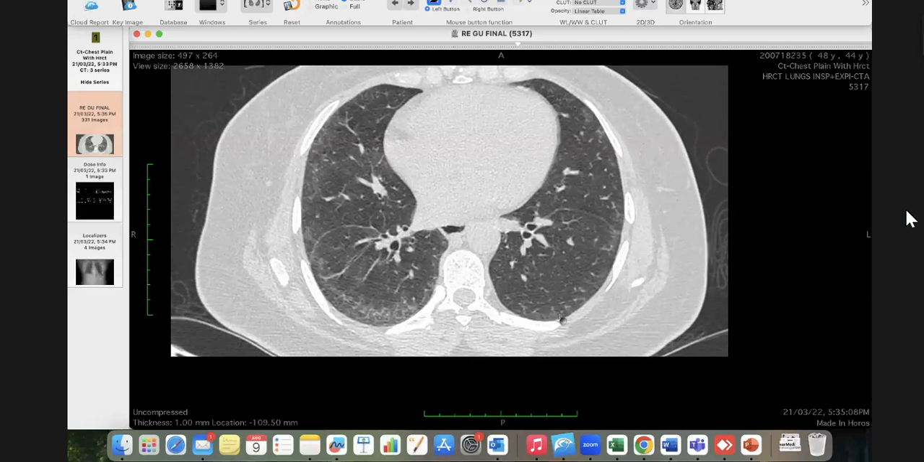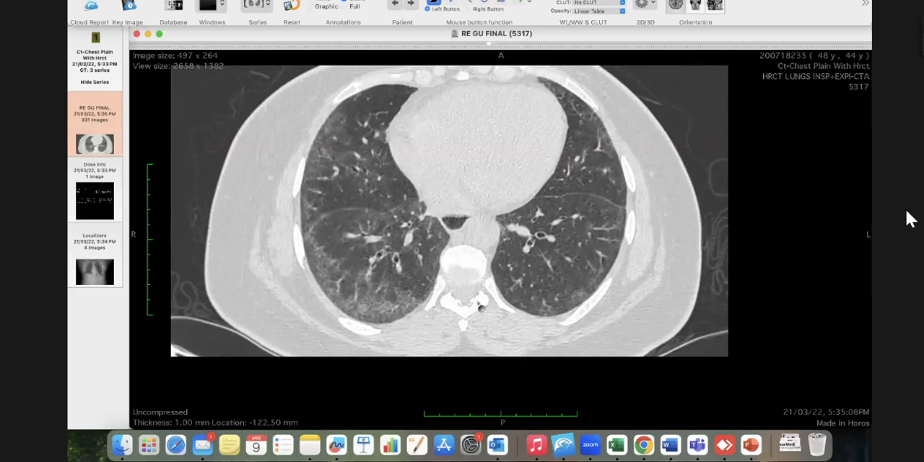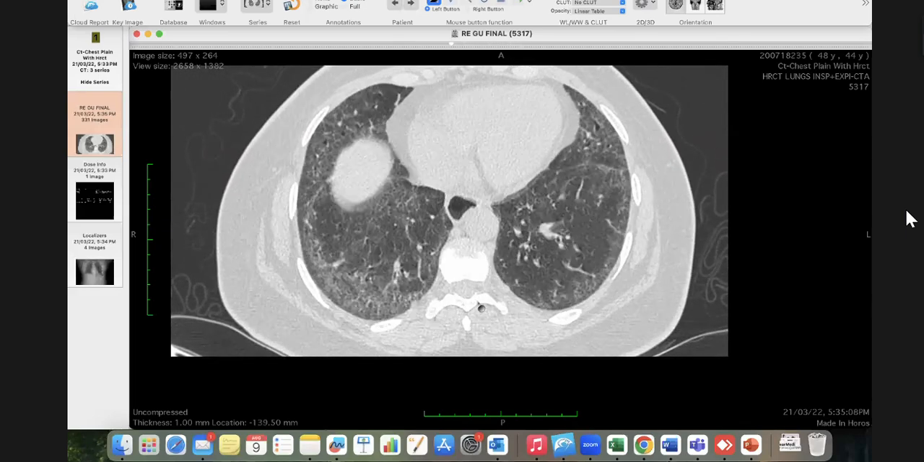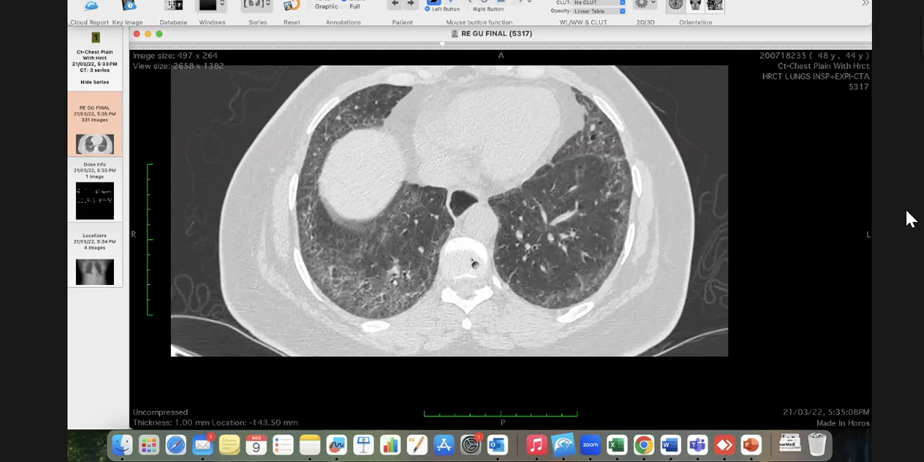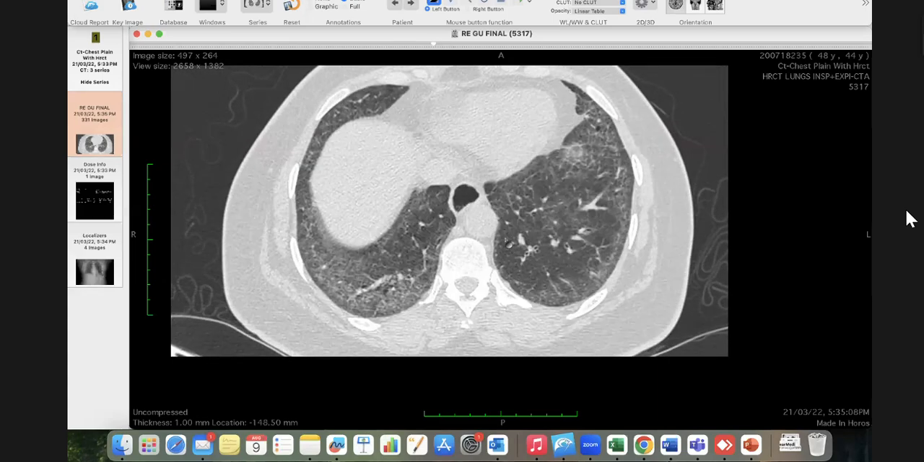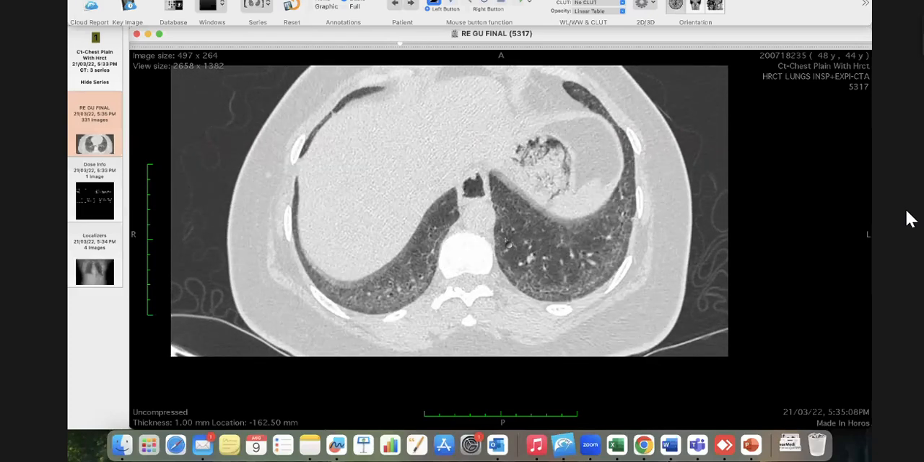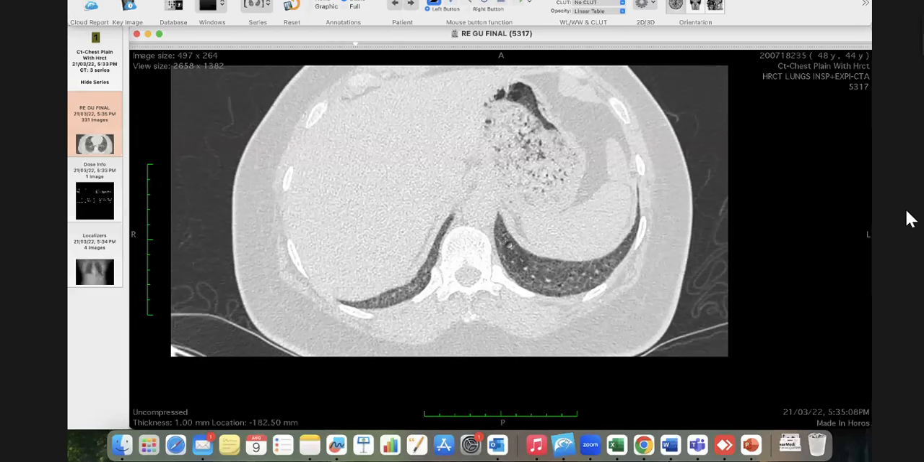It is also seen on the left side, though probably not as well seen as on the right side. And I see traction bronchiectasis. I'm sure there is traction bronchiectasis. You would be sure as well, right?